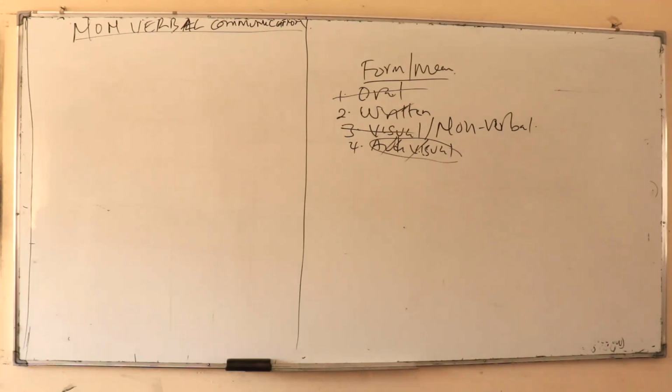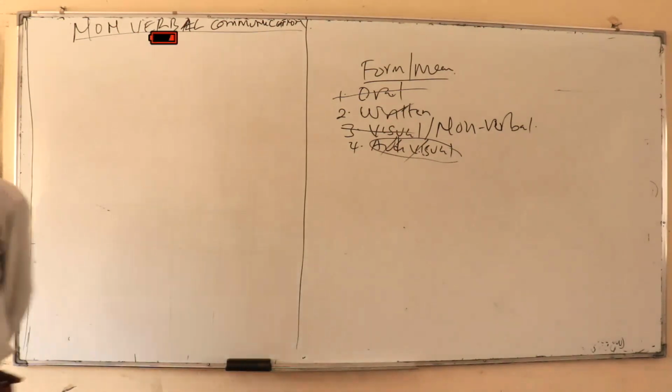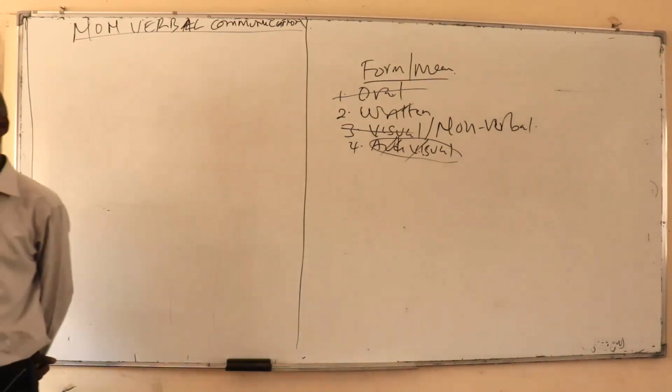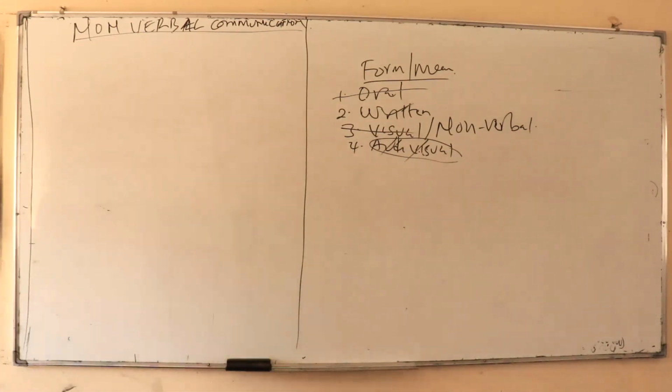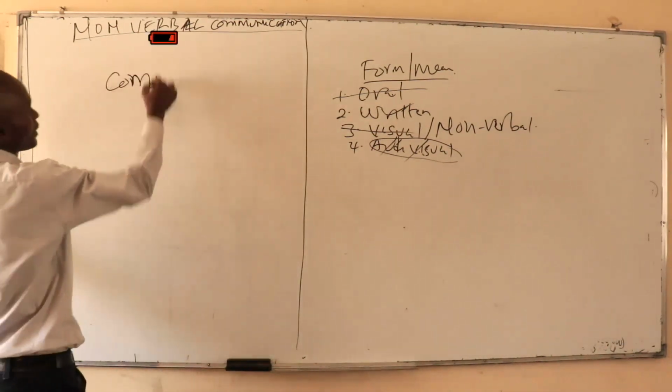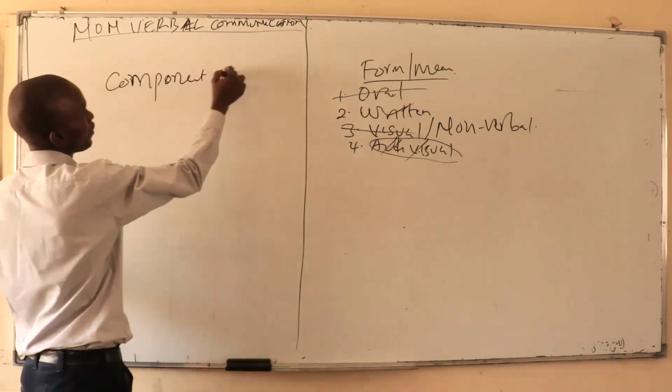Another one: it is a transfer of information through body language, facial expression, gestures, created space, etc. So, the components of nonverbal communication. Now here, this is the question you will find being asked very much. Components of nonverbal cues.